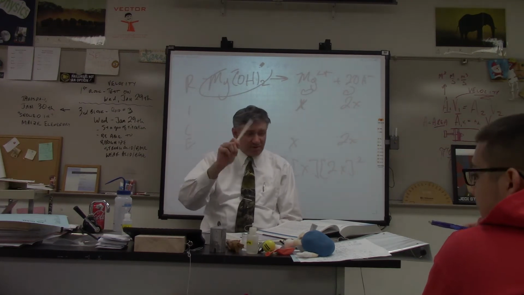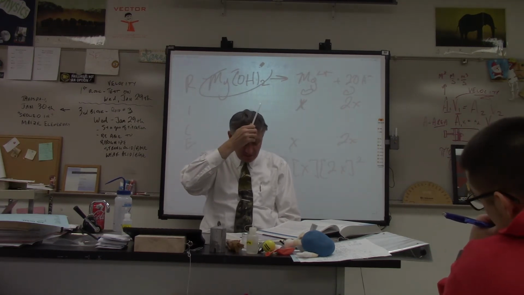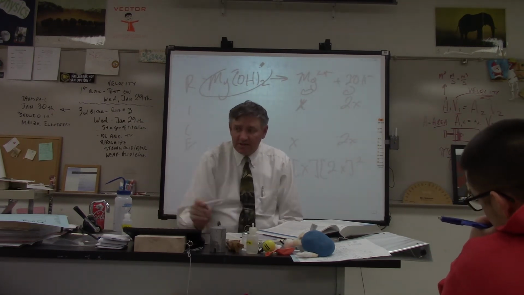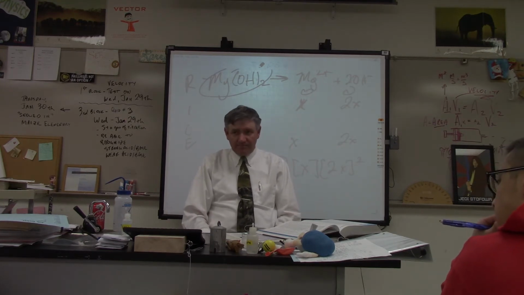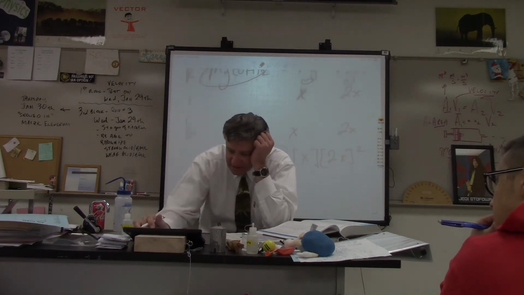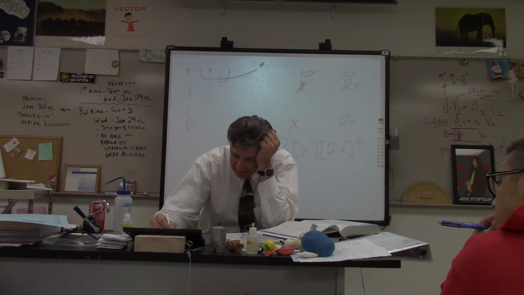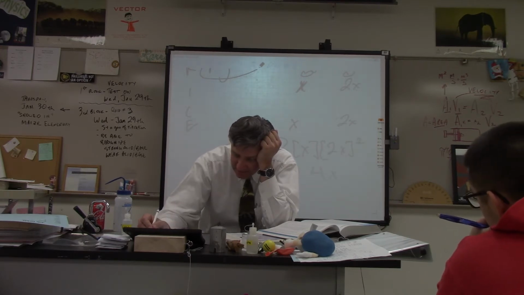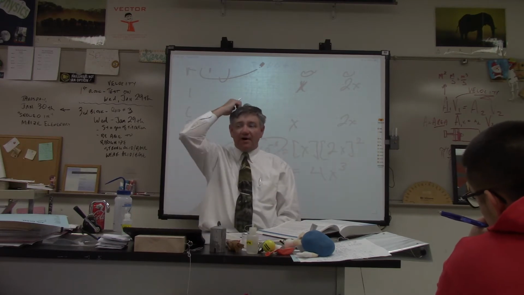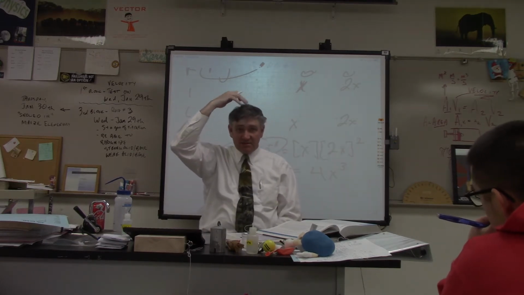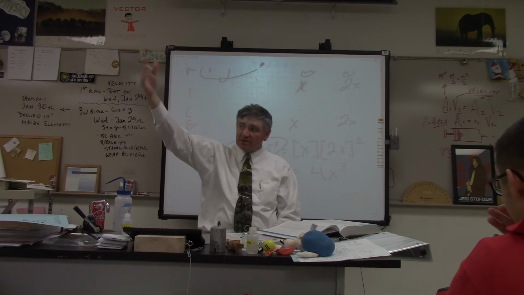Now, this is where you have to do a little bit of algebra, not a whole lot. When I take 2X and I square it, I get 4X squared. 4X squared times X gives me 4X cubed. So if I don't know what these concentrations are, this is like a non-buffered solution. It goes into X and 2X.